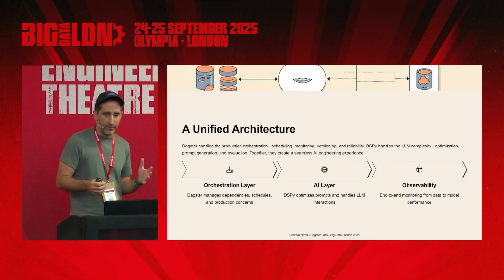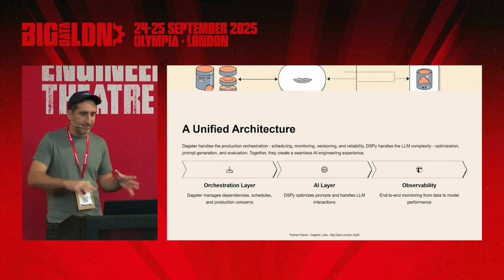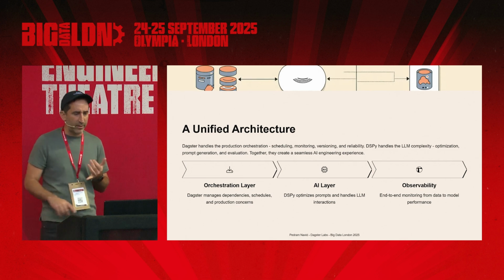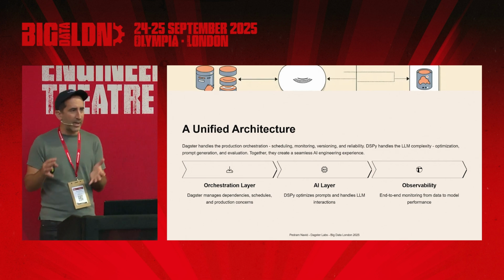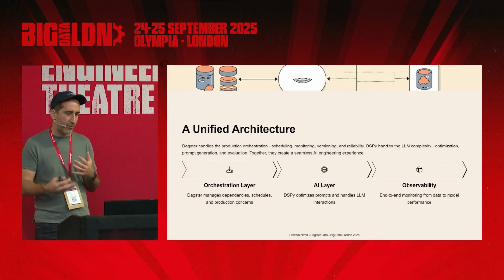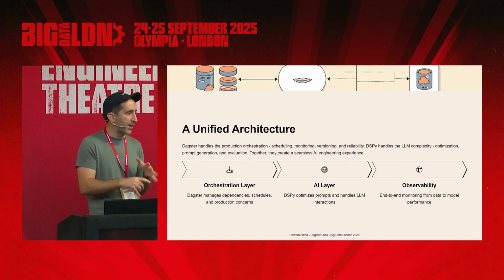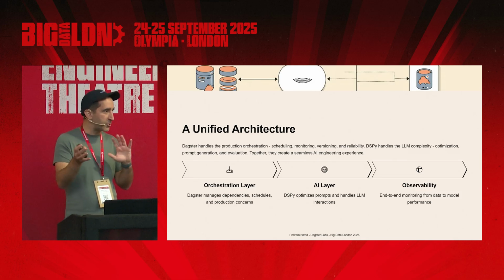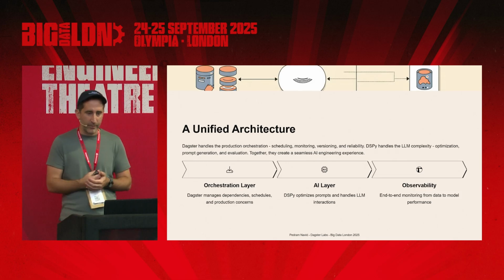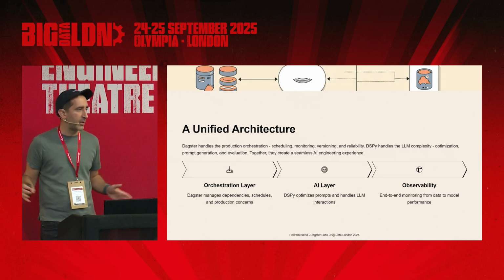So what I think is really interesting is you can start to imagine a world where you merge these two tools together, right? On the orchestration side, Dagster can handle a lot of your dependencies, your schedules, your production concerns. And then on the AI layer, you got a tool like DSPy, which handles the optimization of prompts, handles LLMs, and can be the interactive layer that helps you bridge the gap between AI applications and data engineering. And then what's nice is you can get observability through this entire thing.